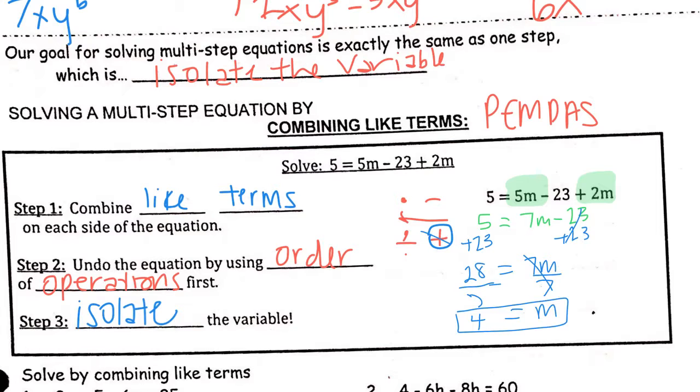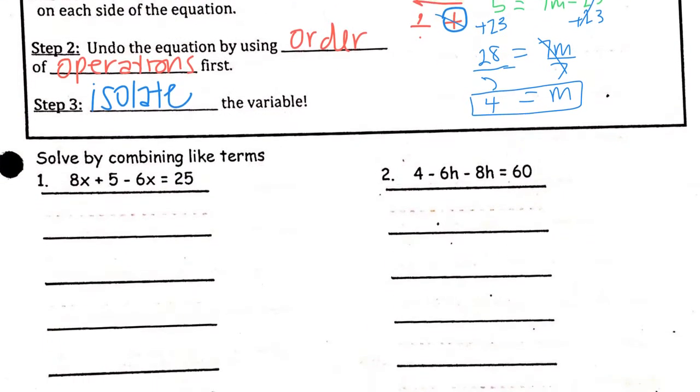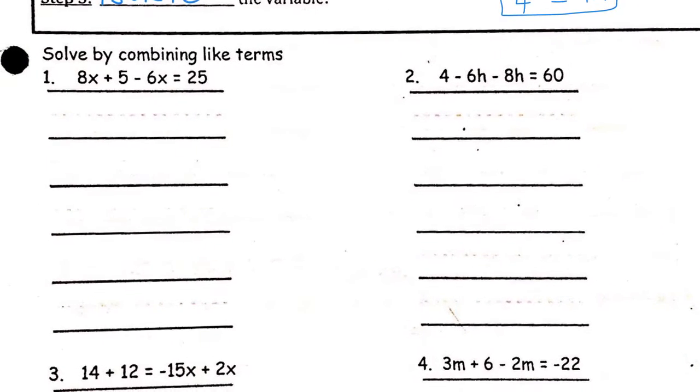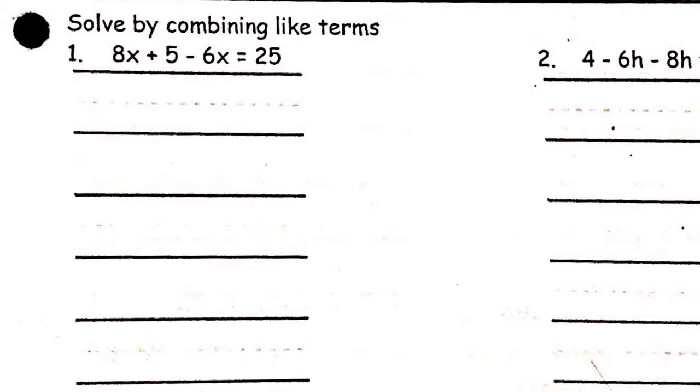So now, as always, when we do notes, I am going to go over some of them, and then you are going to try a couple on your own. So if we look here at number 1, the first thing we have to do is combine like terms. And my like terms always are going to be on the same side of the equal sign. So remember, you can always draw your line down to help you keep those separate. So your like terms are going to be 8x and negative 6x. 8 minus 6 is 2, so I have 2x plus 5 is equal to 25.